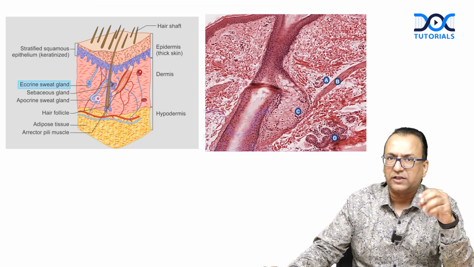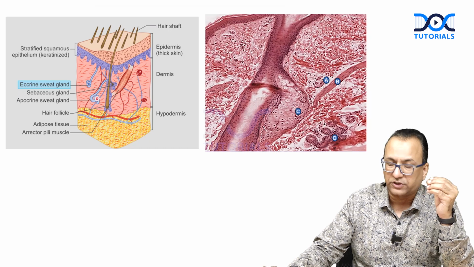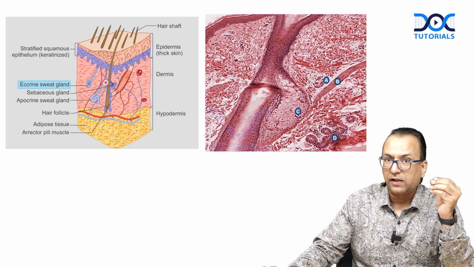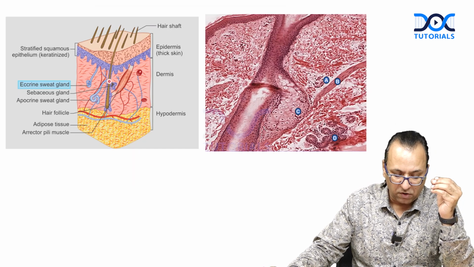In the apocrine variety, the secretions are thick and viscous, and they are rarely found sweat glands, and their ducts open into the hair follicle. So the secretions will come along with the hair follicle.